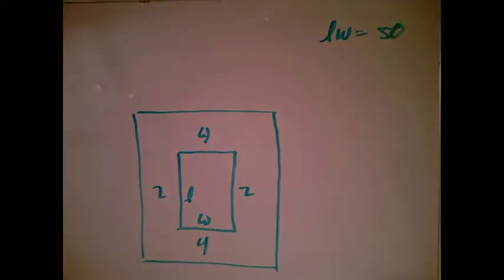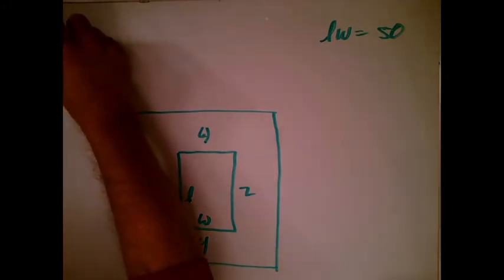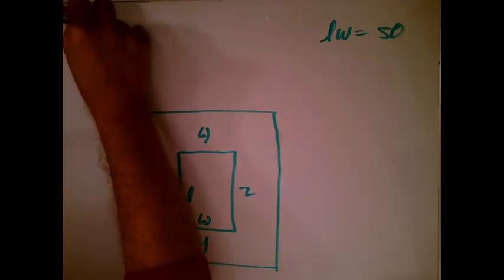Now, that's a constraint, right? I mean, the 50 doesn't change. What they wanted to do is minimize the area of the whole poster so it used the least amount of material. So up here I'm going to put a little A for area, because that's what we're minimizing.